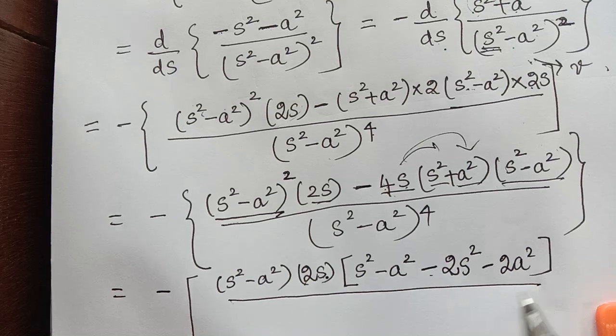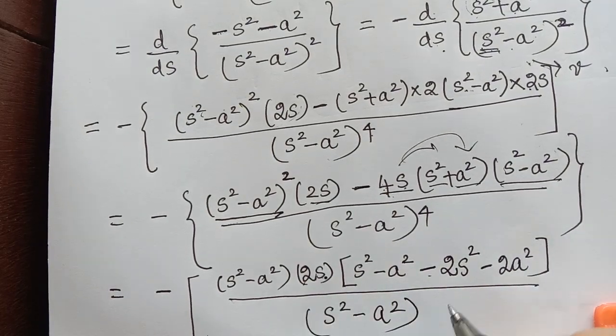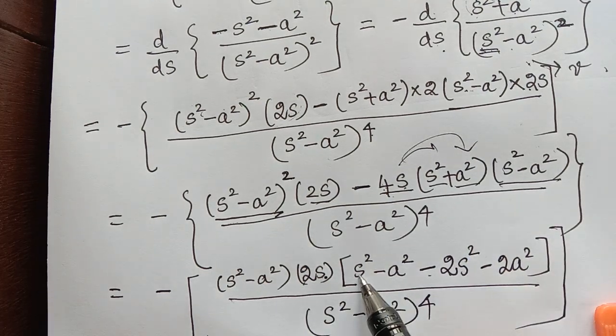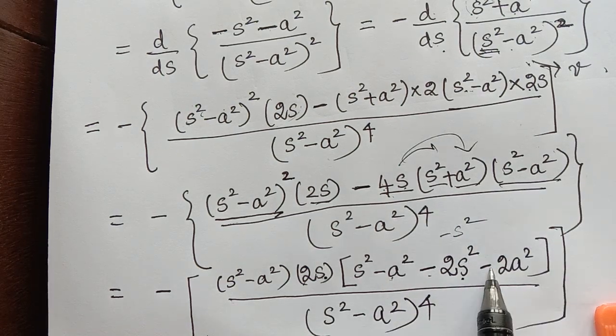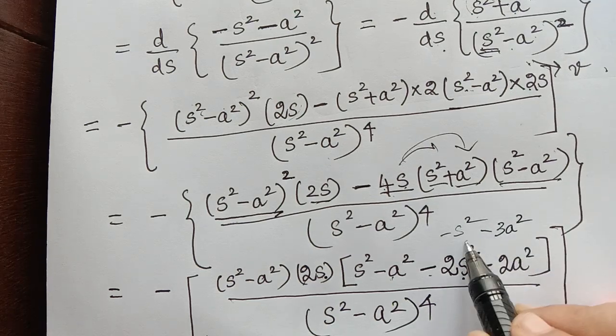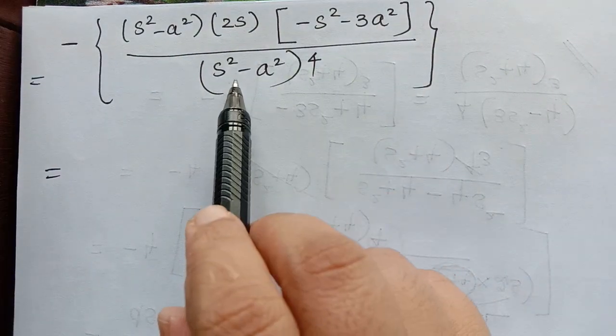and in the denominator we have s square minus a square whole to the power 4. Now in this, if you see, s square minus 2s square will give us minus s square, and minus a square minus 2a square will give us minus 3a square. So let us write that in our next step. So this is what we get on simplification.